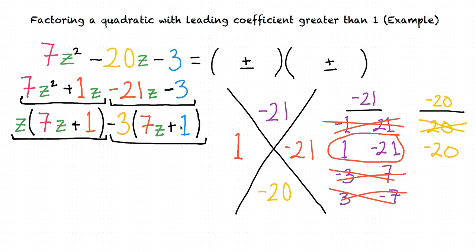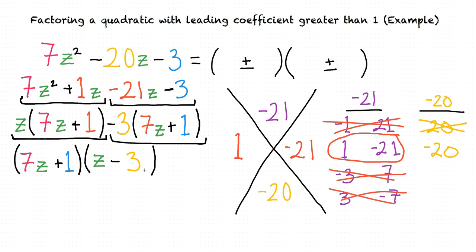This leaves us with 7z plus 1 times something in parentheses. Let's see what that would be. Our first term here, z times 7z plus 1, when we factor out the 7z plus 1, we'll just be left with z. So our first term in these parentheses is just a z. And in our second term, we have minus 3 times 7z plus 1. If we factor out a 7z plus 1 from this term, we'll be left with minus 3.